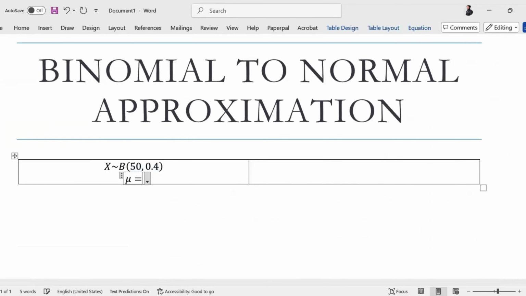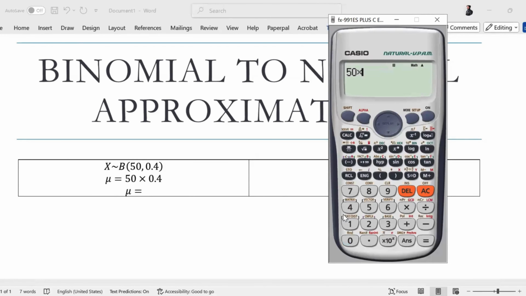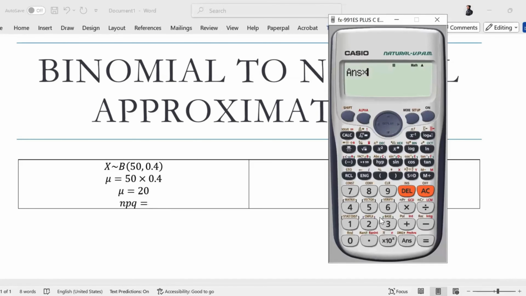How do you find the mean? The mean is found by taking n times p, 50 times 0.4, which is 20. And if I wanted to find the variance, which is npq, I'll just multiply this by the probability of failure. We'll get that as well.